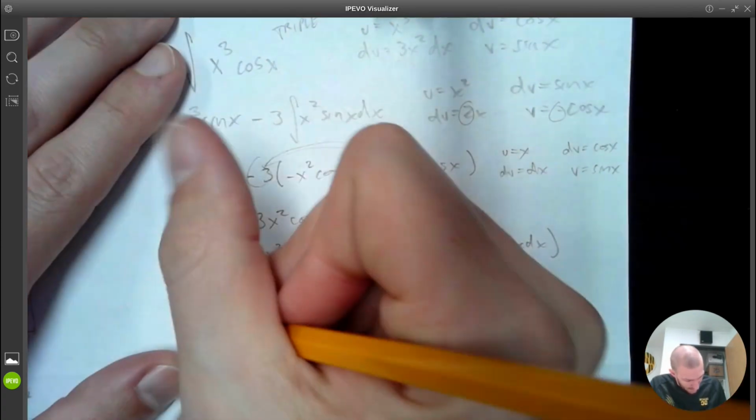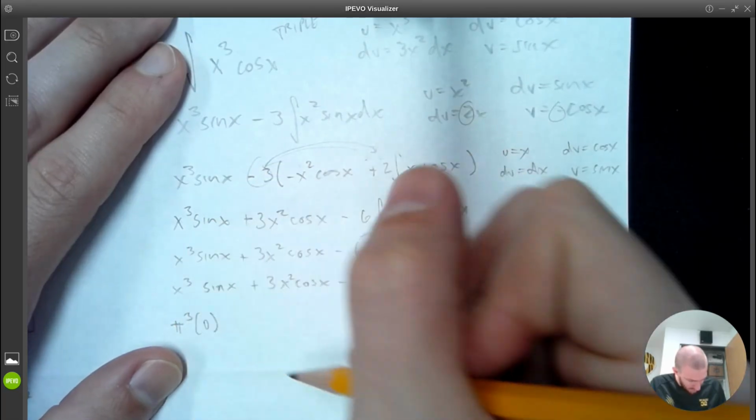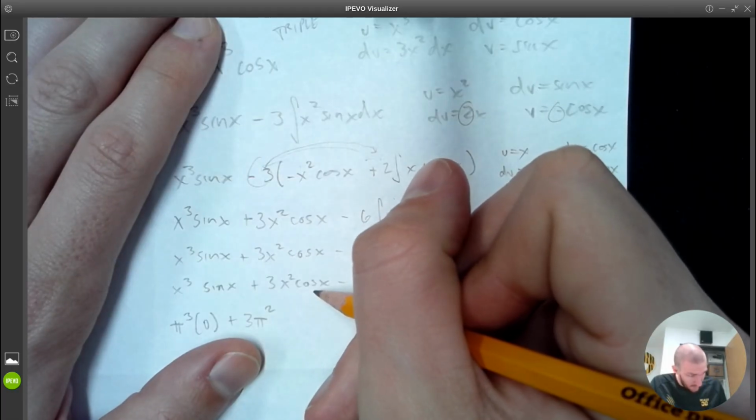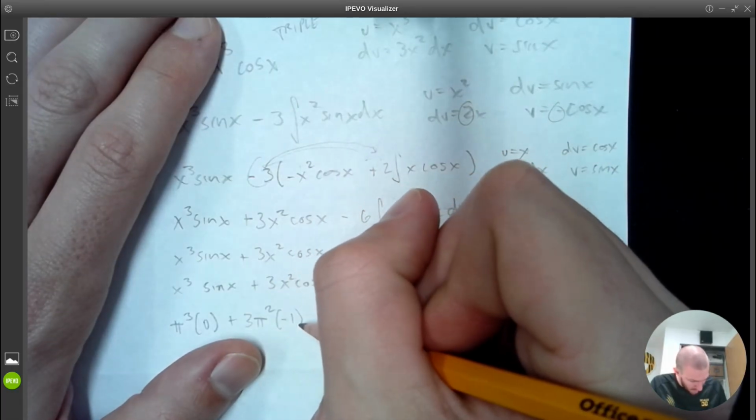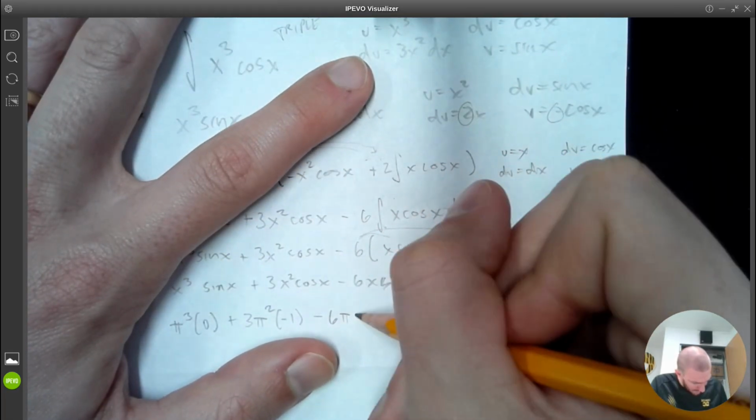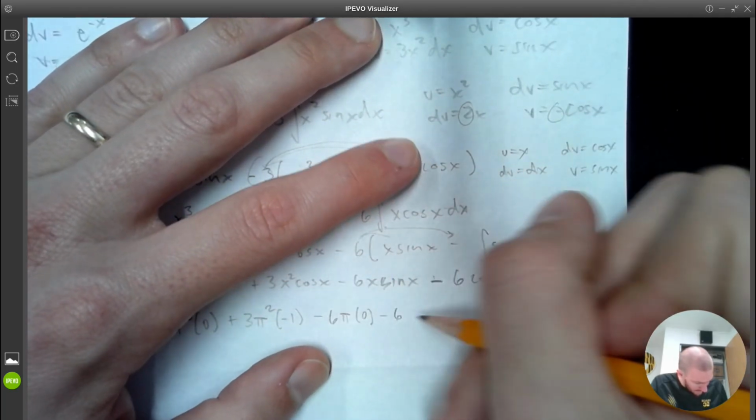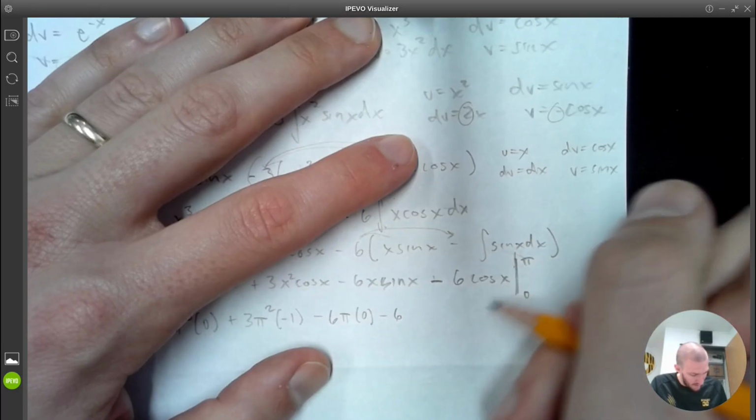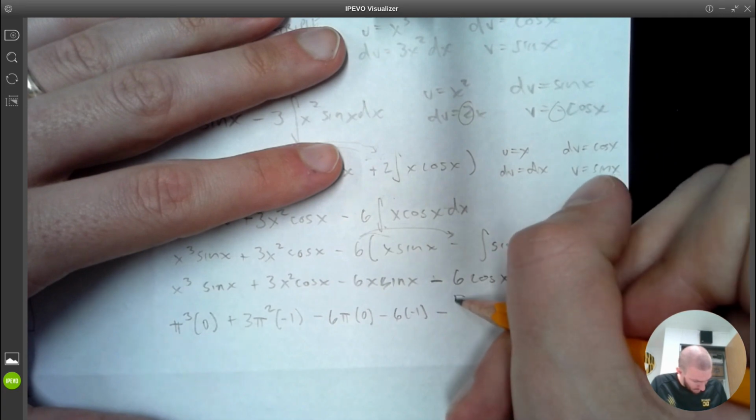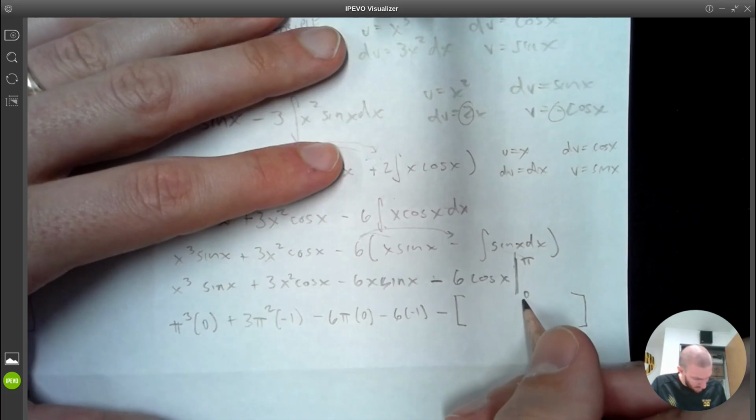Alright, plug in the pi. Pi cubed times sine of pi, which is 0, plus 3 pi squared times cosine of pi, which is negative 1, minus 6 pi sine of pi, which is 0, minus 6 cosine of pi, which is negative 1. I'm going to multiply all of that, and subtract all of that from the 0 terms.